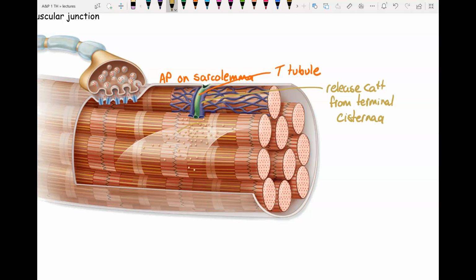And that calcium, here's all that calcium. Remember, the calcium binds troponin. And that moves tropomyosin. And then you get cross bridge and power stroke, and the muscle contracts.